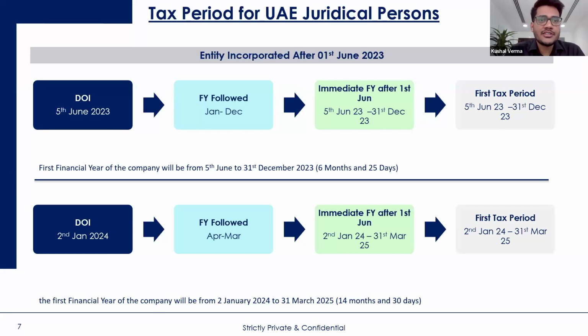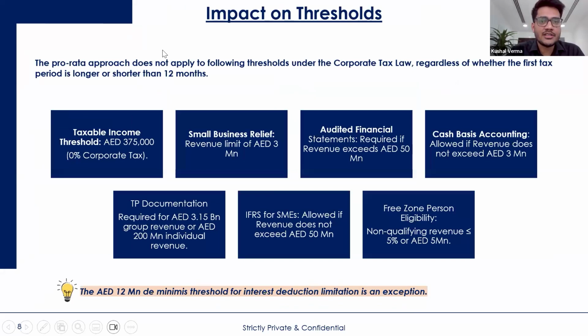But there are other limits in corporate tax also. Like there is a basic exemption limit of 375,000, which is applicable for 0% corporate tax, or small business relief, which says that any business having revenue below 3 million dirhams can opt for this relief so that they don't have to pay taxes. So, what if there are situations where the financial period or first corporate tax period is lower than 12 months, or more than 12 months? Then do we have to prorata these limits or not?